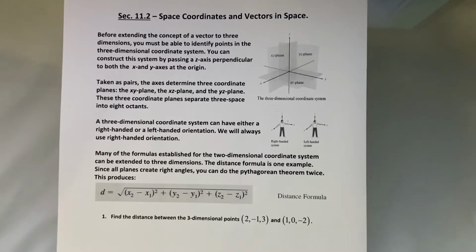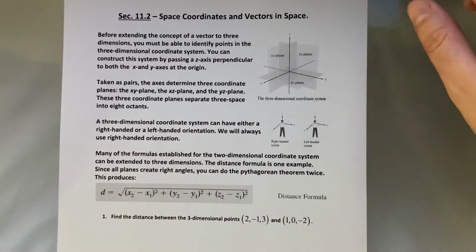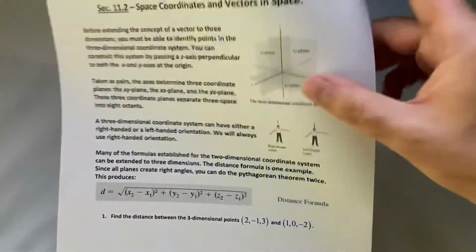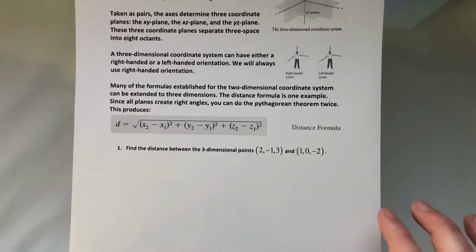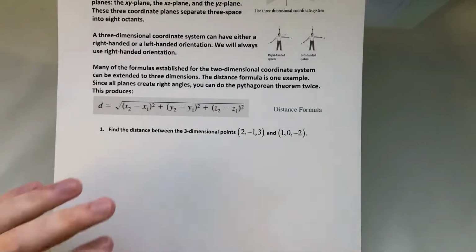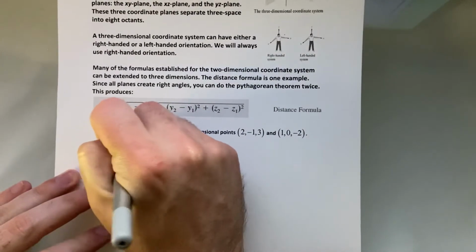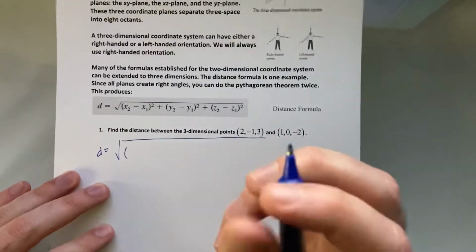Drawing in 3 dimensions is a little bit trickier than drawing in 2 dimensions, but a lot of the things for 2-dimensional spaces apply to 3-dimensional spaces. For example, the distance formula used to be the square root of x2 minus x1 squared plus y2 minus y1 squared. Now we're just adding in a third variable, but otherwise it's exactly the same. So if you want to find the distance between 2 points in 3-dimensional space, you just take the square root of the 3 differences squared.